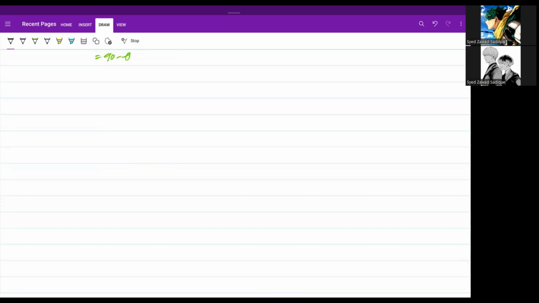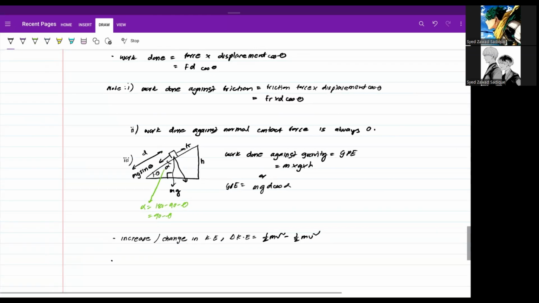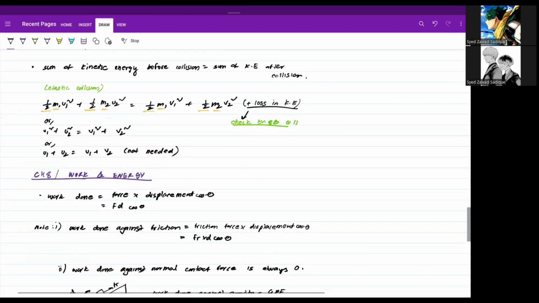Then you'll also see something called increase or change in kinetic energy. This usually refers to delta KE, which is equal to half mv squared minus half mu squared. Okay, then there's one more. The same formula will go here, the one that we did here.